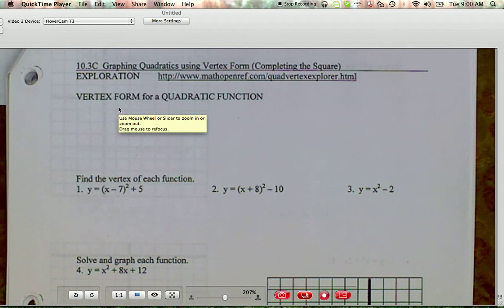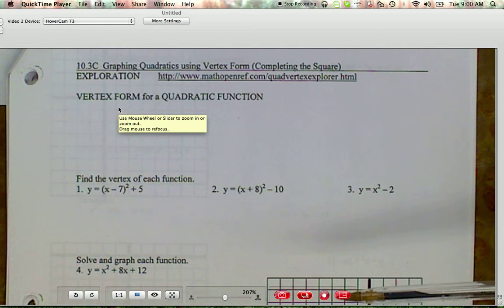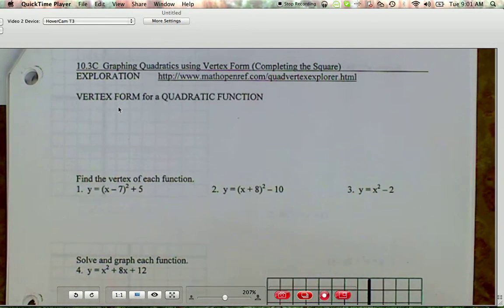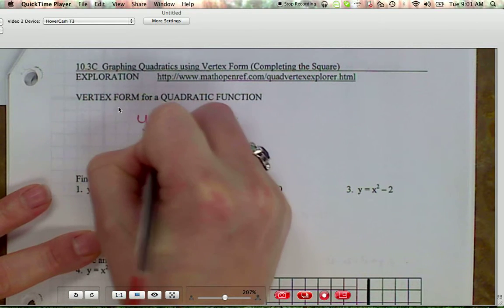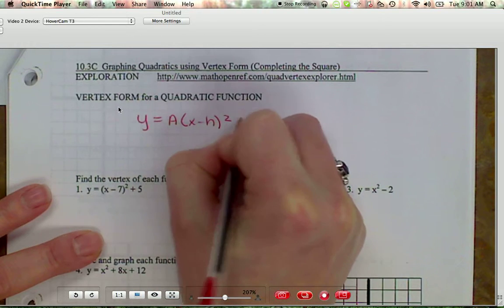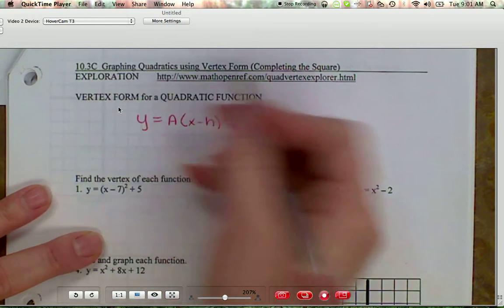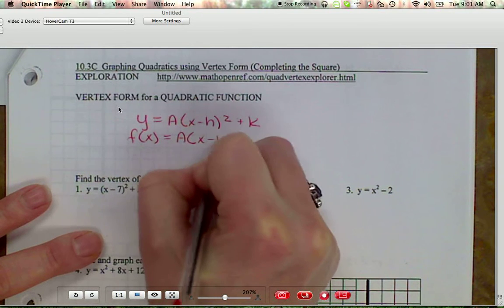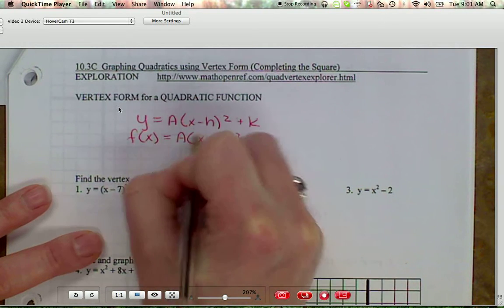Once you know how to complete the square, then you can apply that to graphing a parabola or a quadratic with completing of the square. And we have talked earlier in the year about vertex form for a quadratic function. That was y equals a times x minus h squared plus k, or f of x equals a times x minus h squared plus k.